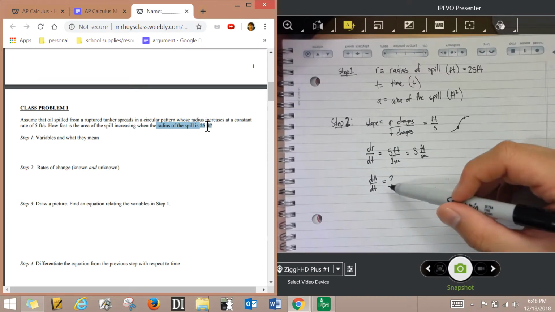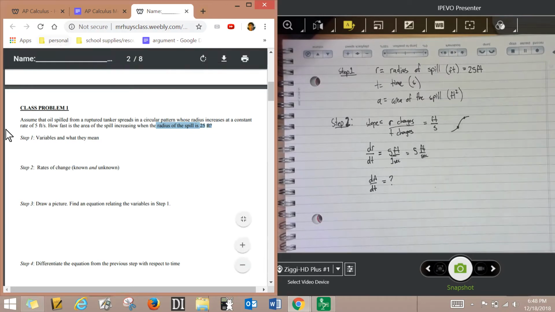I need to find dA over dt, how the area is changing. Let's read this one more time. We still have to talk about the assumption that the oil spilled from a ruptured tank. Actually, let's draw a picture. Why not? Draw a picture and find an equation relating the variables, as in step 1.